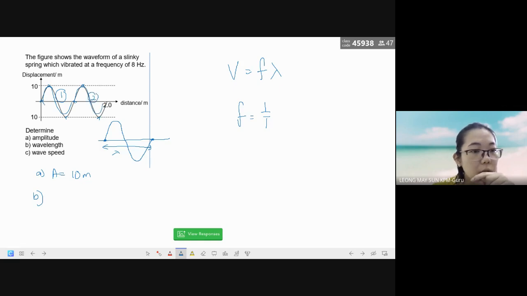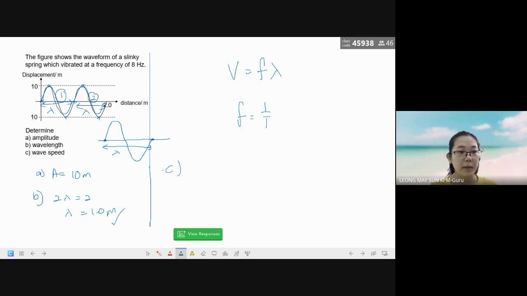Which means we have one wavelength and then another wavelength. So actually we have two wavelengths here. 2 lambda equals 2 meter. Lambda equals 1.0 meter. So this is how you do the working. Next is part C.